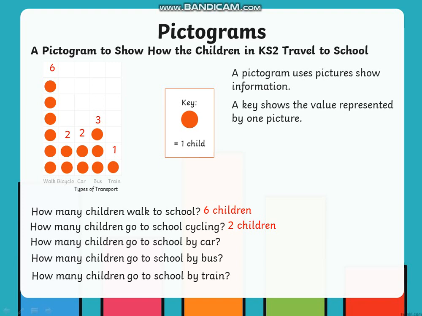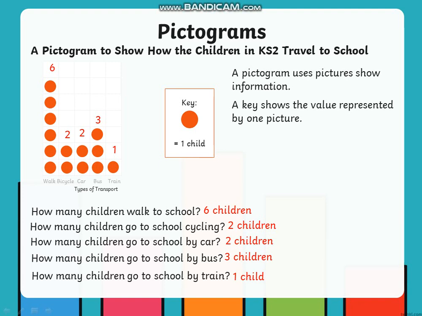How many children go to school by car? 1, 2. So there are 2 children who go to school by car. How many children go to school by bus? Let's count the circles to get our answer. It's 1, 2 and 3. So 3 children go to school by bus. The last question says, how many children go to school by train? It's only one circle, which means only one child goes to school by train.